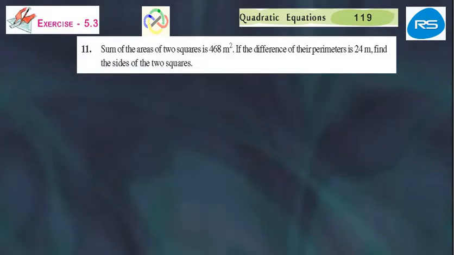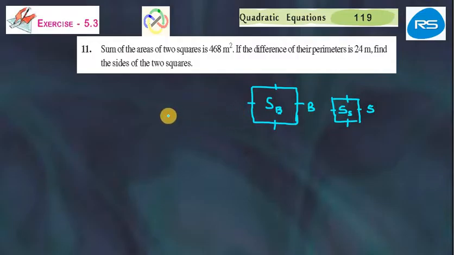Today we are solving the questions from quadratic equations, exercise number 5.3, question number 11. The sum of the areas of two squares is 468 meters square. If the difference of their perimeters is 24 meters, find the two sides of the squares.